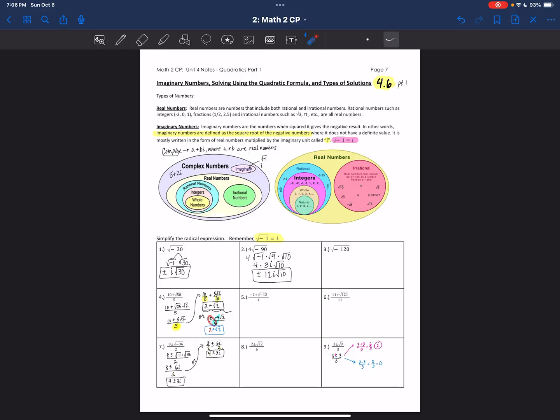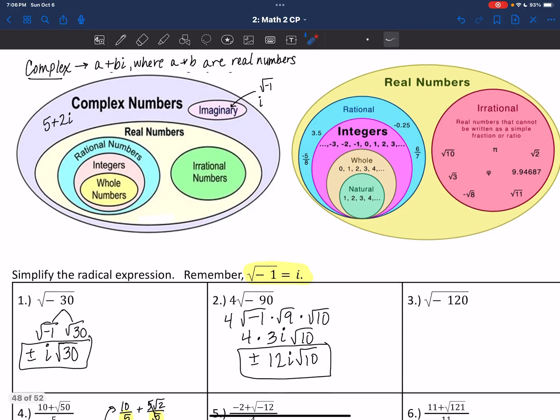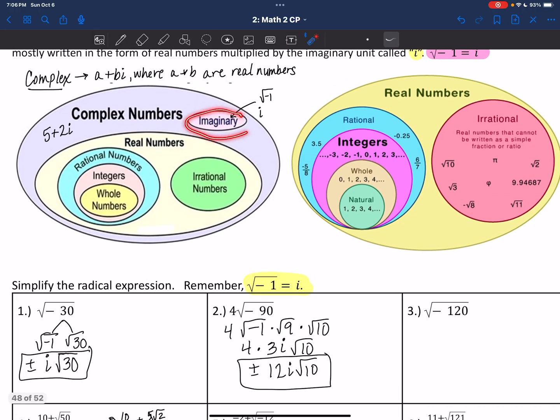So just remember, when you're dealing with numbers, if you have a negative under a radical, it's the same as i, which is an imaginary number.